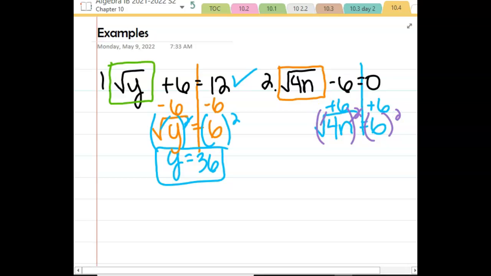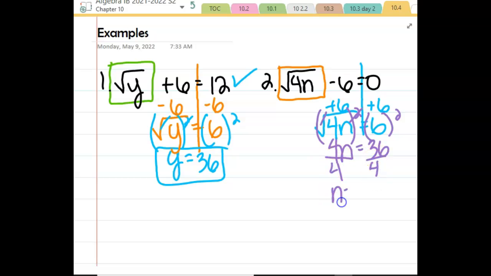Now remember, guys, the square and the square root, they are completely gone. You don't square anything. You don't square root anything. The 4n is all that's left. And on the right-hand side, 6 squared gives me 36. Now it's a one-step equation. Now I can divide by 4, and I get n equals 9. Go back, even just mentally check your answer. 4 times 9 is 36. Square root of 36, 6, minus 6, 0. It works.